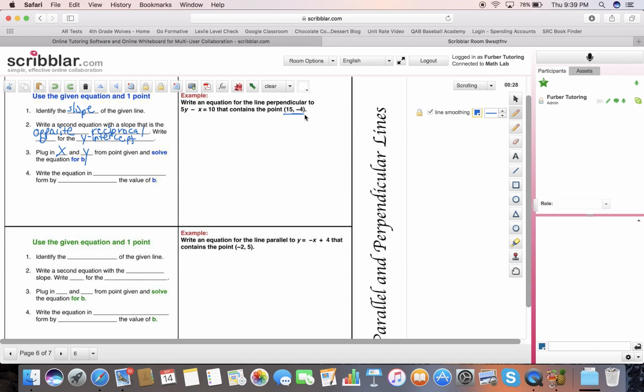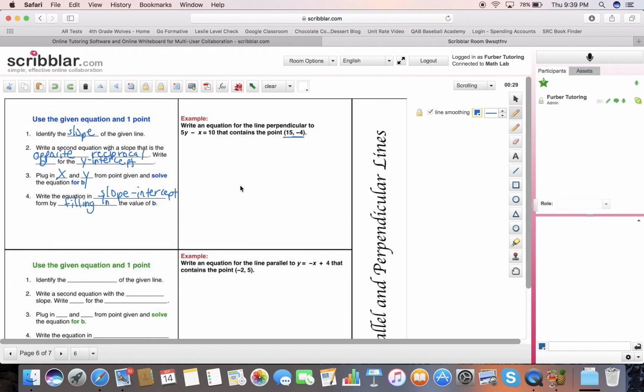So I can take those x and y values and plug them into slope-intercept form, okay? And I'm going to be able to write and solve the equation for b. And once I solve the equation for b, then I have the slope and I have the y-intercept, and I just simply write it in slope-intercept form by filling in the value that I found for b, okay? So let me do this example so you can see.